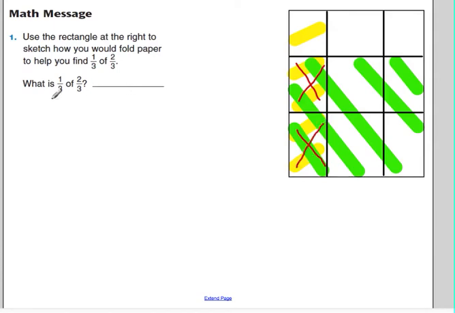So, to answer the question, what is 1/3 of 2/3? It is 2 out of 1, 2, 3, 4, 5, 6, 7, 8, 9. 2 out of 9 boxes, so the fraction is 2/9. Check your work. How'd you do?